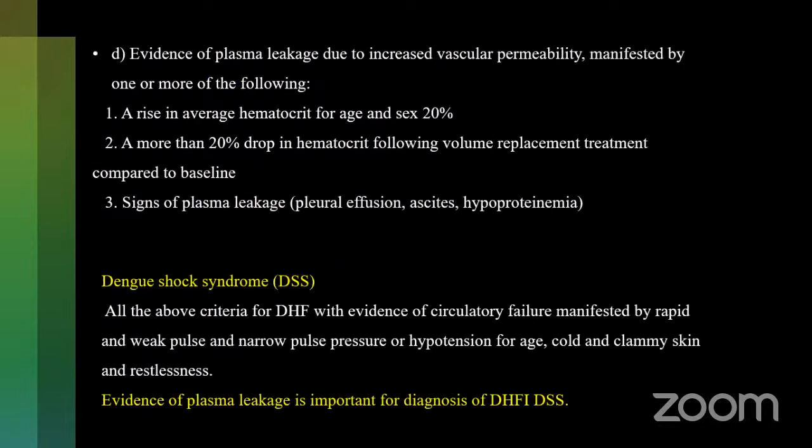Dengue shock syndrome: all of the above has to be present with the evidence of circulatory failure that is manifested as a rapid and weak pulse, narrow pulse pressure, hypotension, cold and clammy skin. So basically, they present with features of shock. In such patients, evidence of plasma leakage, as we mentioned earlier, needs to be present for the diagnosis of DSS.